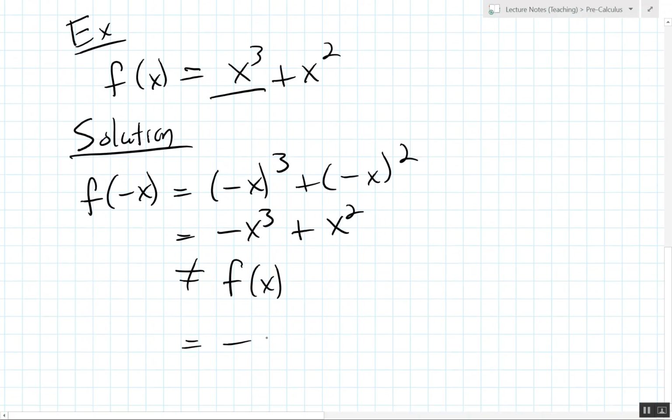And it does not equal negative f of x because if it were going to equal negative f of x, this would need a sign change, which did occur, but we didn't get the sign change here. We needed to factor out the negative. So this is a neither function.